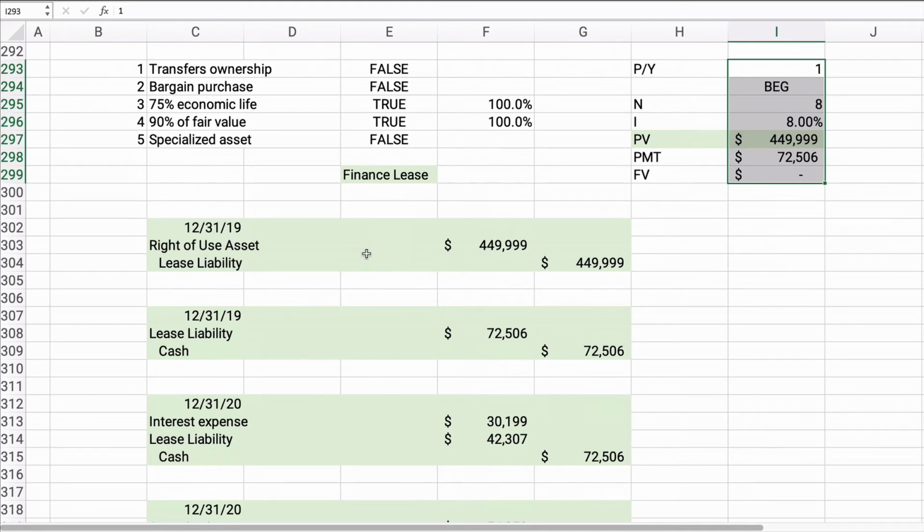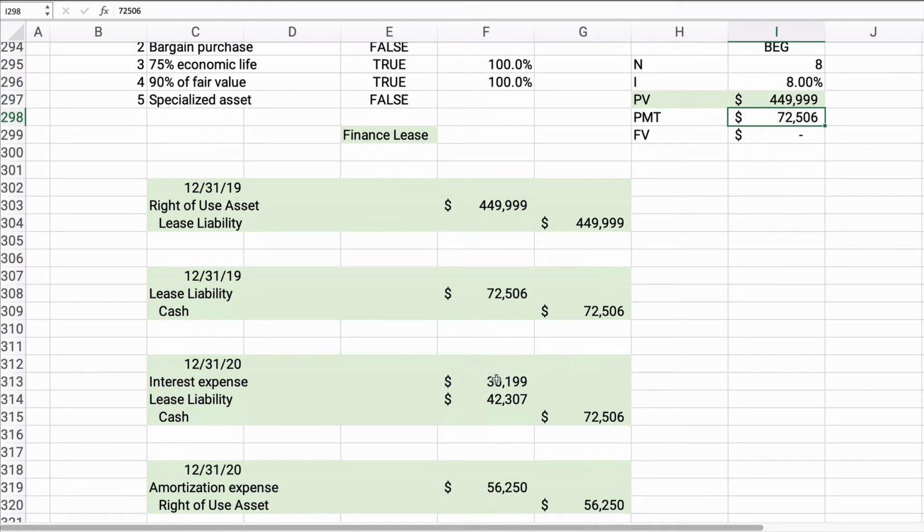And then we debit right of use asset and credit lease liability. Debit lease liability and credit cash for $72,506. That's the payment. The interest expense is going to be the $449 minus the $72 times the 8%. And then we know our cash payment is $72,506. So the difference is the lease liability. You can see, one reason I build a spreadsheet, you can see my work. I'm showing my work within the cell.